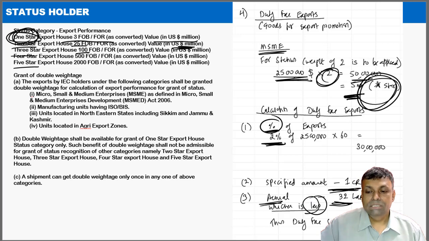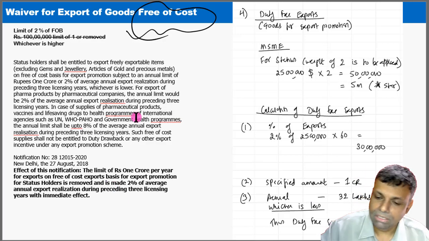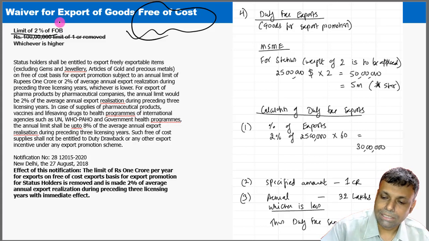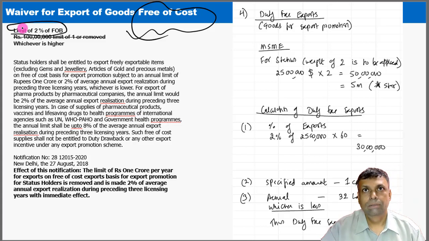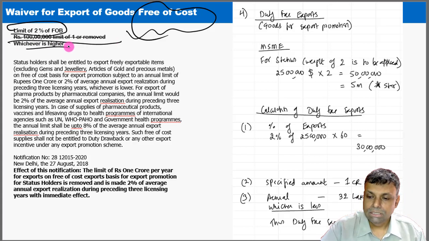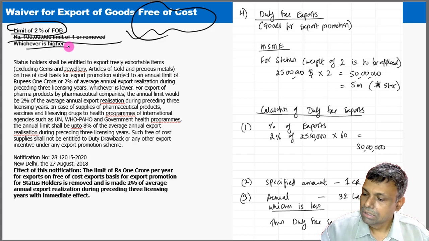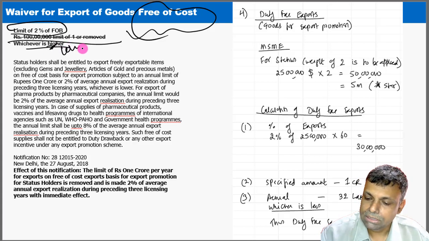Okay. So this is something which is provided in the scheme by itself, that the scheme says there is a limit of 2% of the FOB. Okay. And 1 crore rupees is a monetary limit, whichever is lower. Sorry, it should be whichever is lower.